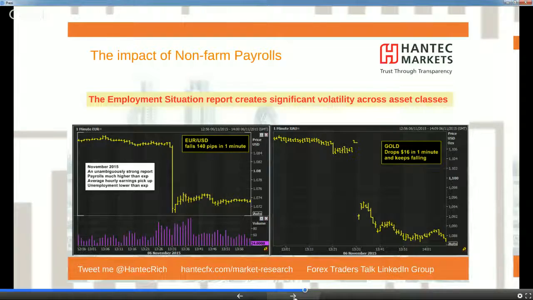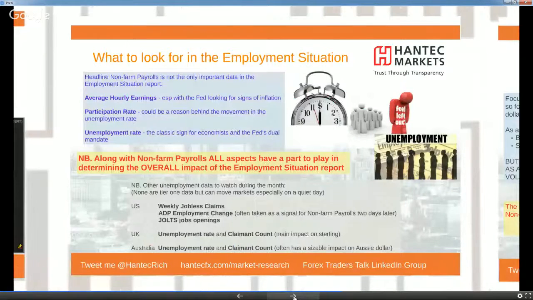So it does have a big impact. And here you can see what I was talking about in terms of the employment situation report: average hourly earnings, participation rate, and unemployment. You've also got other employment indicators which are very important, certainly for the US. Weekly jobless claims, not so much these days, because they are historically very low, and are basically a confirmation that unemployment is towards record low levels.